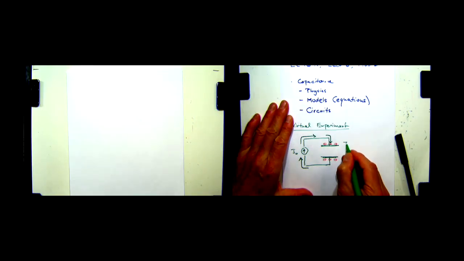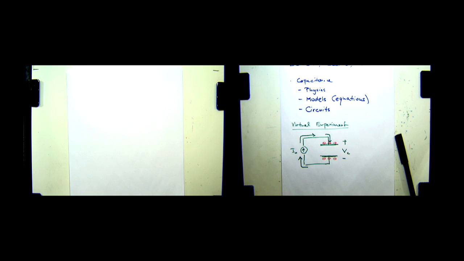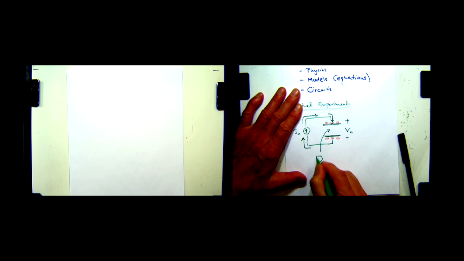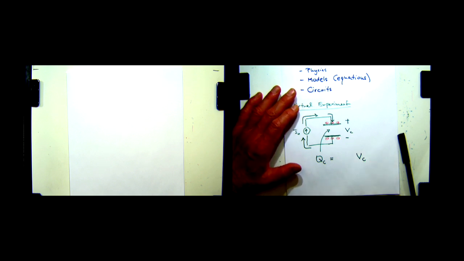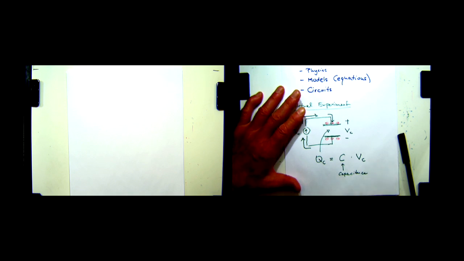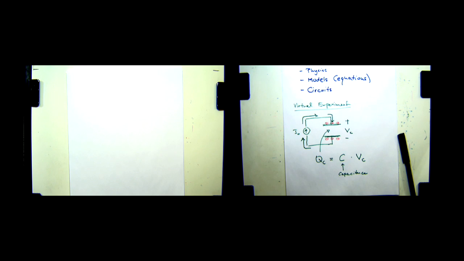Okay, so the question now is, how much charge do we have there? Well, it turns out that, not too surprisingly, it depends on the voltage. Let's say we call this voltage Vc. Then the amount of charge that we have is going to be proportional to this Vc. So the charge that is stored here, the positive and negative charge, is going to be equal to Qc. This is going to be proportional to Vc, and the proportionality constant is called capacitance.